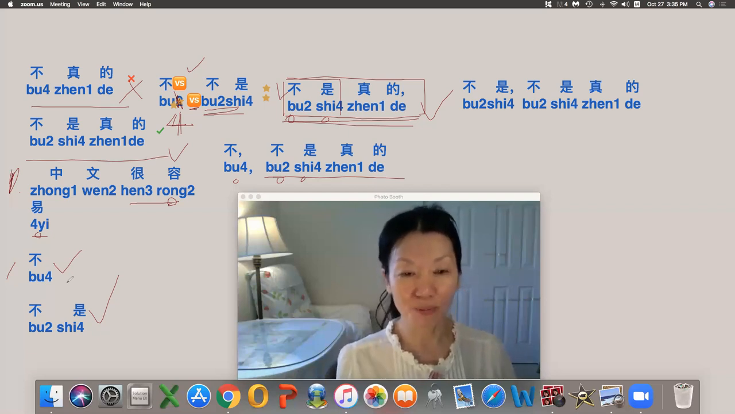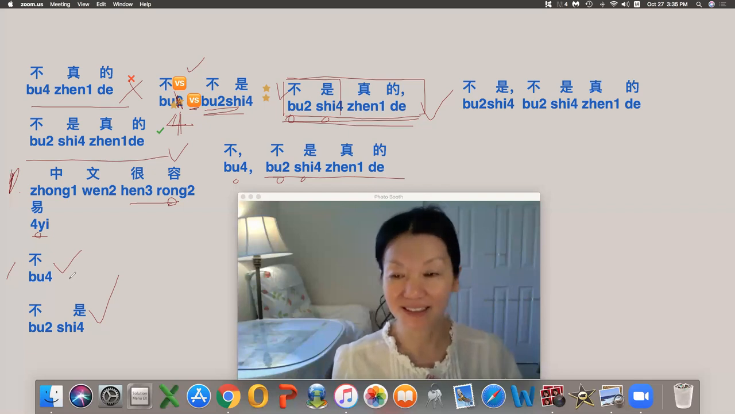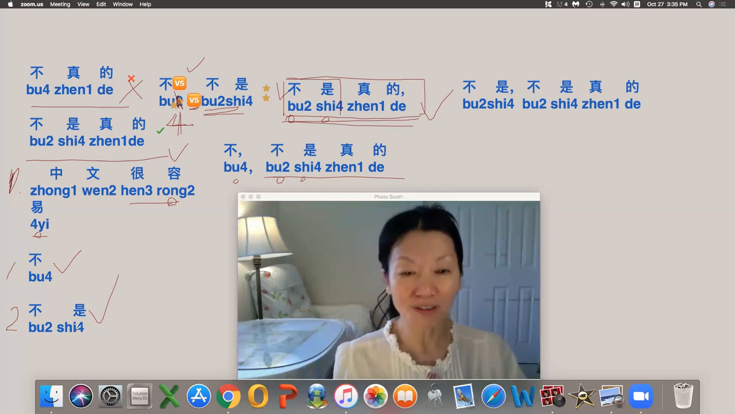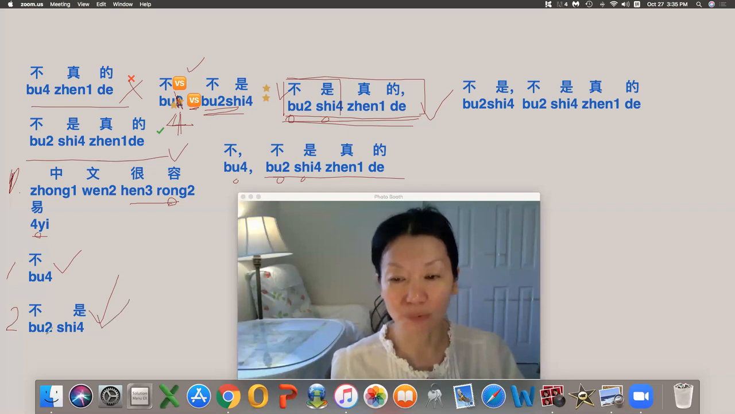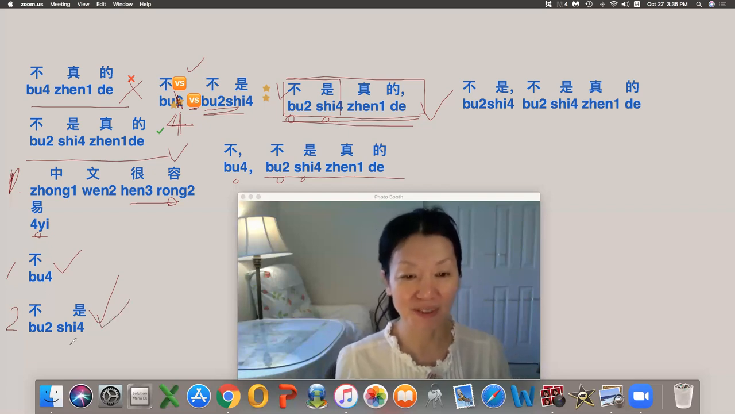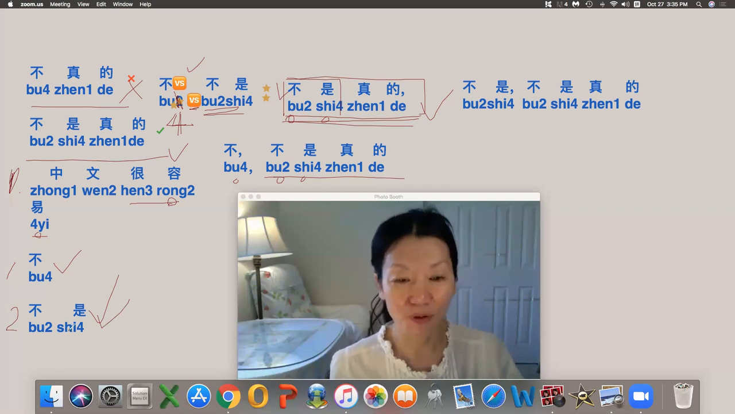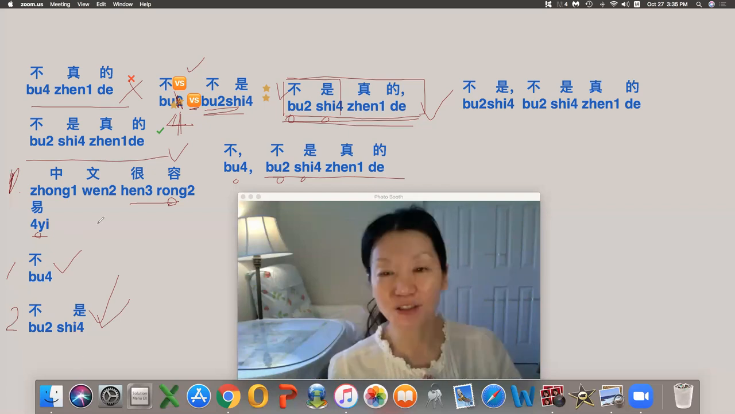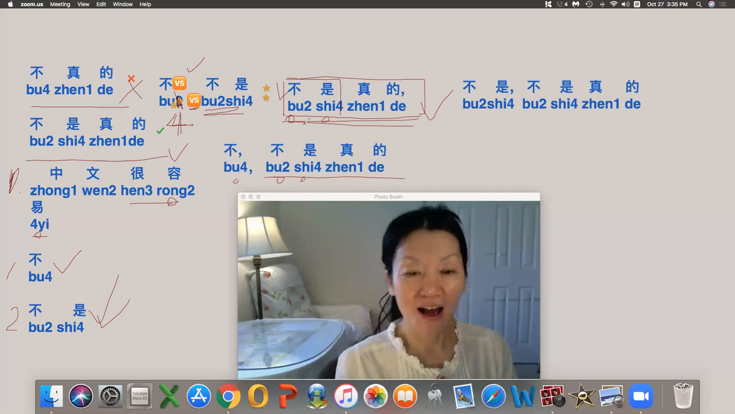You don't want to explain, you just say no, and that's it. The second, you can say the full form: 不是. Compare 不 and 不是, which one? This one is stronger than 不 because there are two characters here, more specific. 不是, not. No and not, both work. Also, if you want to say a longer sentence, you say 不是真的, not really.